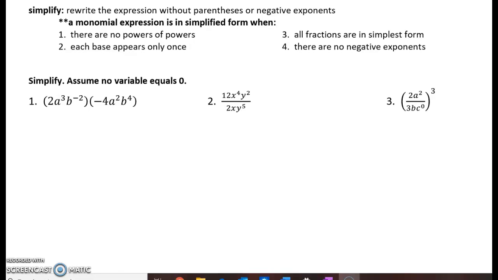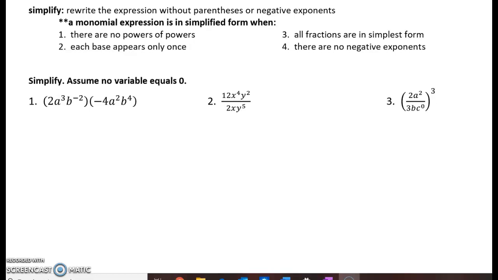This video is for in class 44, simplifying with exponents. With an exponent, you're going to want to rewrite the expression without any parentheses or negative exponents. It's simplified when there are no powers of powers, each base appears only once, all fractions are in simplest form, and there are no negative exponents.